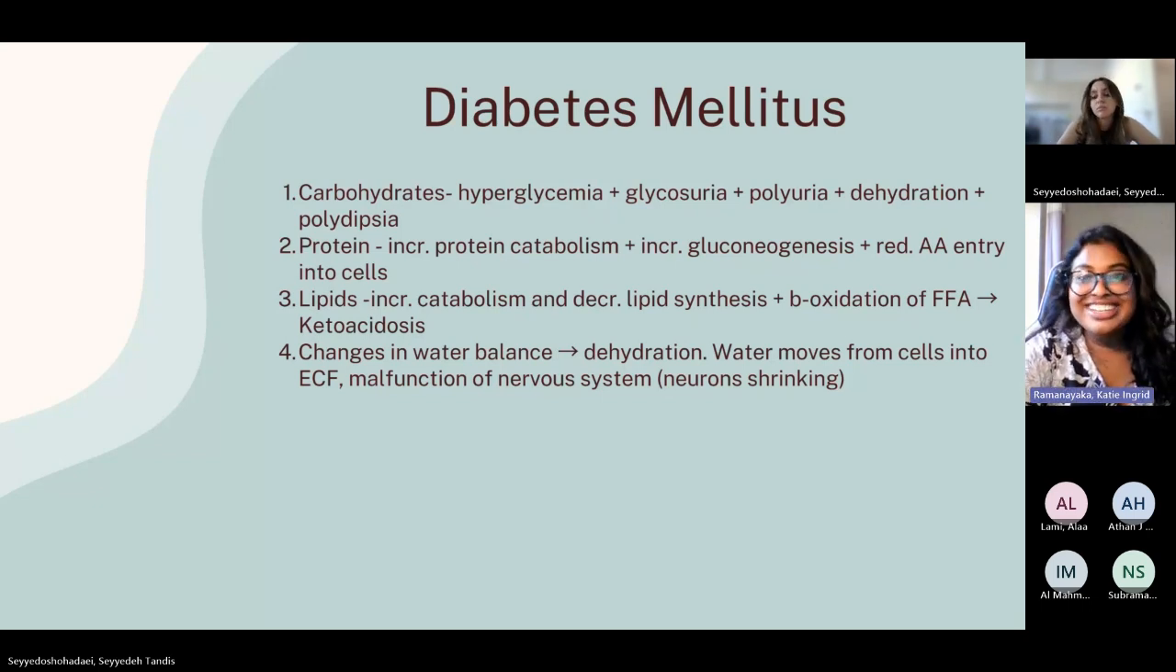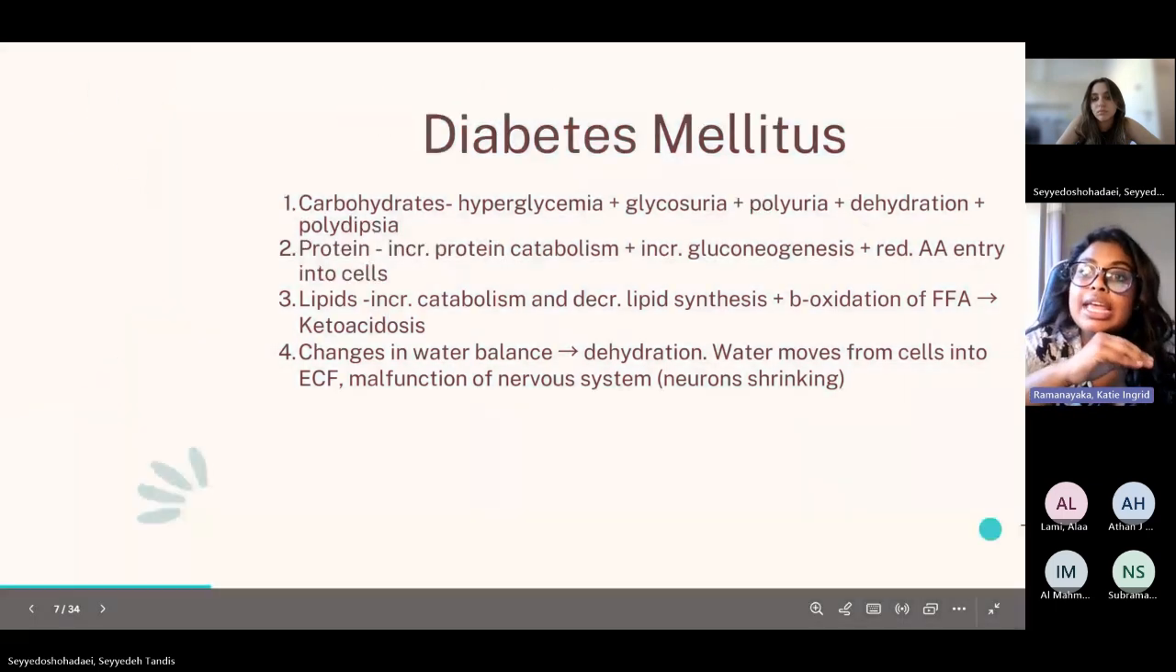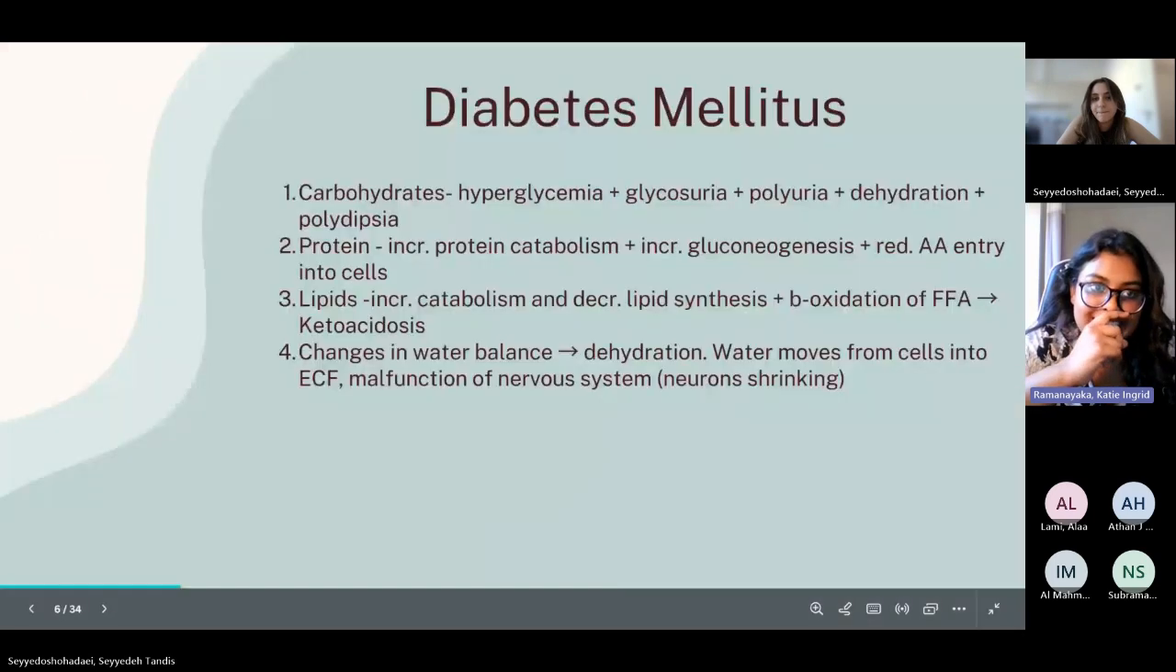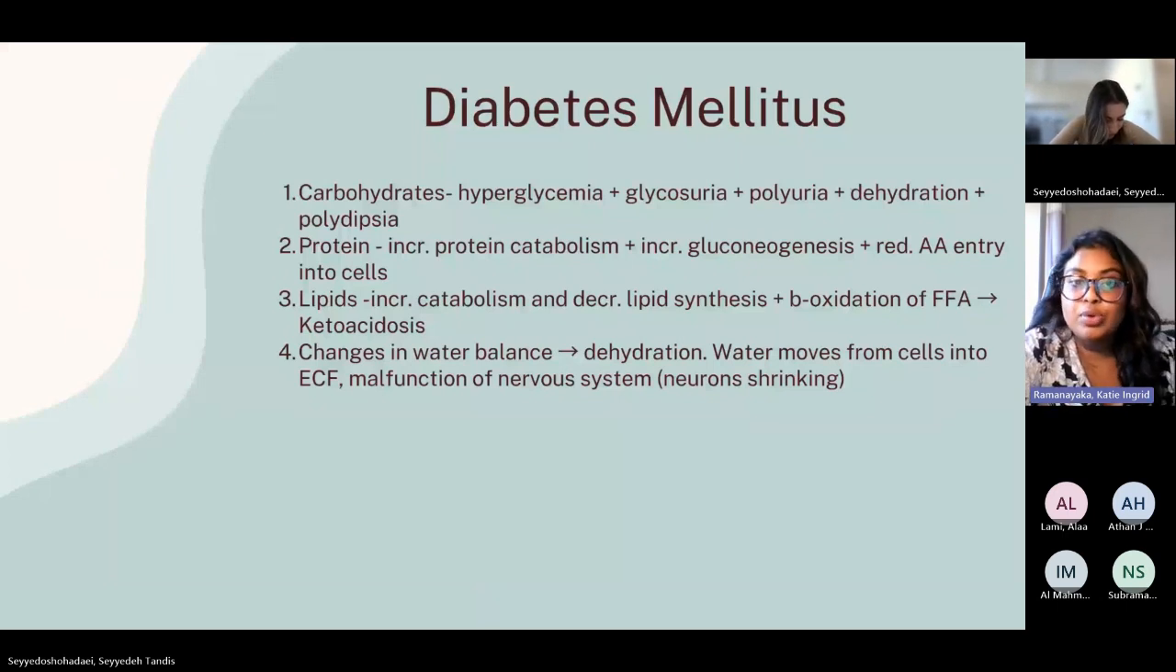Now for protein, diabetes increases protein catabolism. Like we said, insulin has an anabolic effect, so when insulin is not there, it's going to have a protein catabolic effect. It increases gluconeogenesis from proteins as well, and there's reduced amino acid entry into cells. So everything that is a function of insulin is reduced here.